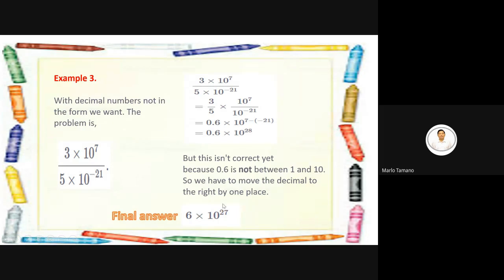Di ba nasabi ko kanina, kapag minove ninyo yung decimal point papunta sa right, minus po yun. Kaya 28 minus 1 is 27. Nasaan na po yung decimal po natin? Invisible na po siya. Nasa right side ng 6. Okay po? Yung sagot ninyo ay pwedeng 6.0 times 10 to the 27 or 6 times 10 to the 27.